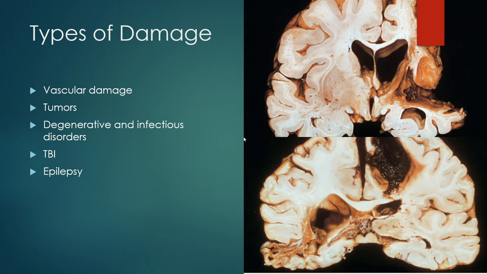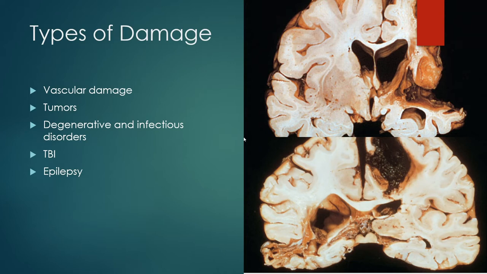You have other things like degenerative and infectious disorders, things like mad cow disease that will actually eat up and degrade the neurons. Traumatic brain injuries, what TBI stands for, so concussions. Right above your eyes, there are some bony prominences, some sharp ones that face backwards. And so if you hit your head this way, your brain actually gets shoved up against those sharp edges. And you can have parts of your frontal lobe where the axons are getting cut and things like that. So that's a very common spot for damage when you have TBI.